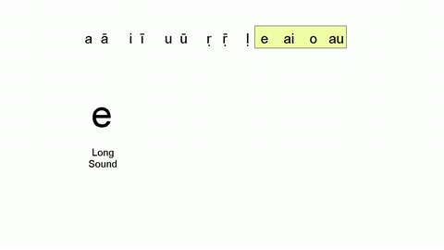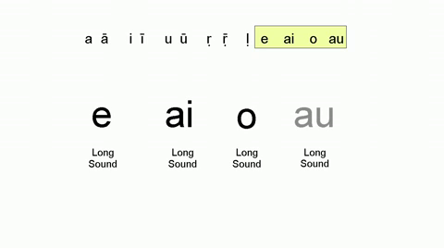E, Ai, O, Au. Notice that they're all long, but they don't have a bar or line on top of their letters. Keep that in mind when you're reading out Sanskrit transliteration. I'll say them one more time.